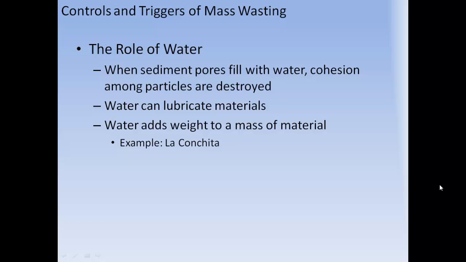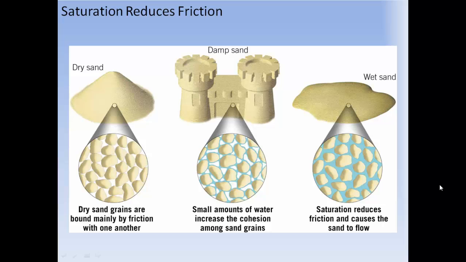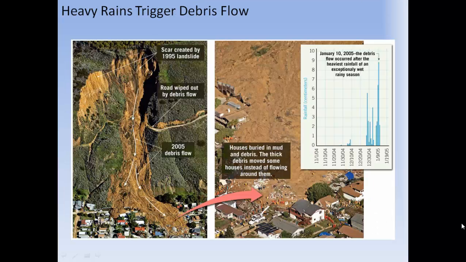For example, the La Conquista landslide. So let's say we have dry sand. You can't really build a sandcastle with dry sand, because the sand grains don't stick together. Add a little bit of water, and then you can build your sandcastle. But if you add too much water, that sandcastle will basically melt away, because the saturation reduces the friction and causes the sand to flow. So heavy rains can trigger a debris flow.